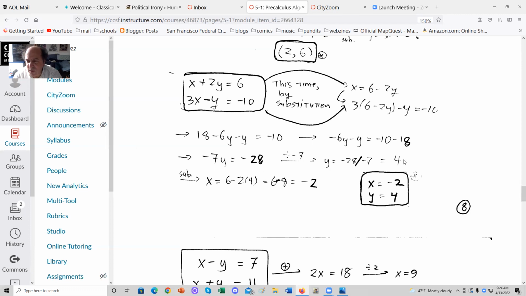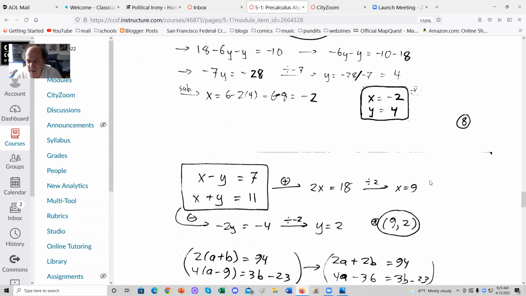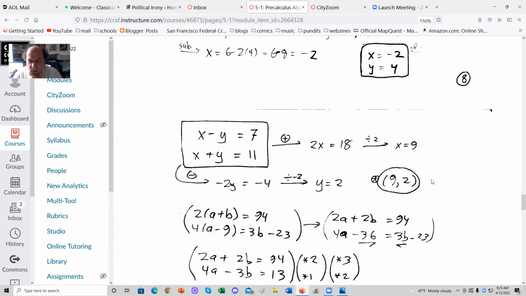So, okay, you have a value for y. Then to find x, we plug in 4 for y in this equation. So x equals 6 minus 2 times 4, which is 6 minus 8, which is negative 2. So x is negative 2, y is 4. That solves the system. And here we have another case of a difference and a sum.